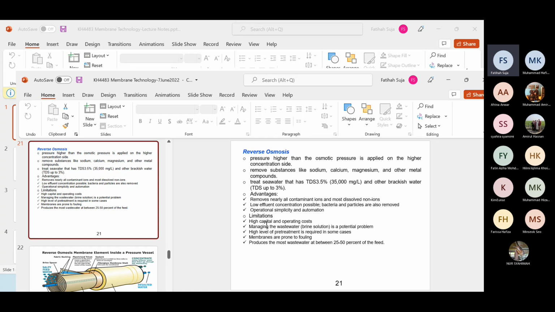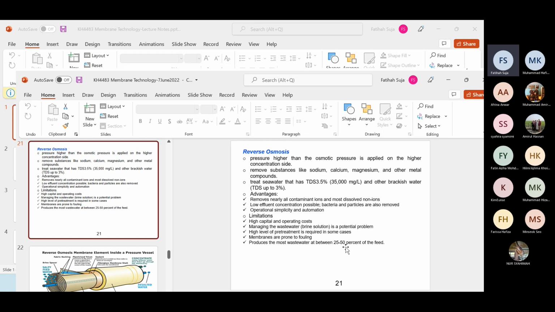Limitation of reverse osmosis is high capital and operating cost. So managing the wastewater is a potential problem. A high level of pre-treatment is required in some cases. Membranes are prone to fouling, especially if you don't pre-treat before you go to the reverse osmosis stage. It produces the most wastewater, between 25% to 50%. Okay.